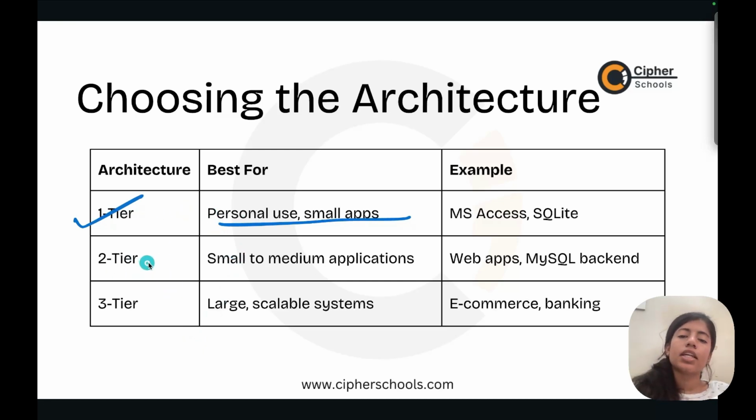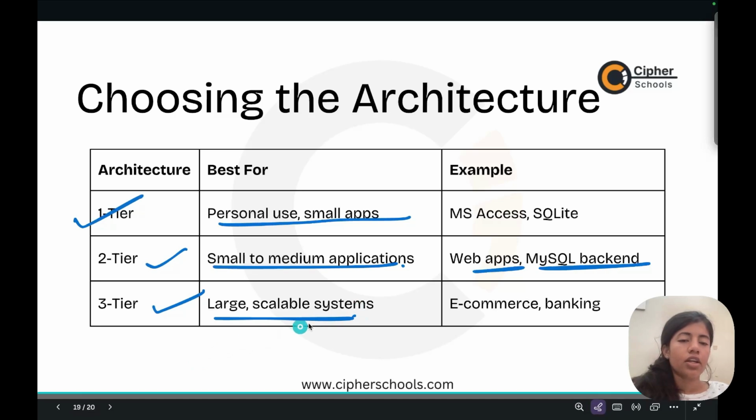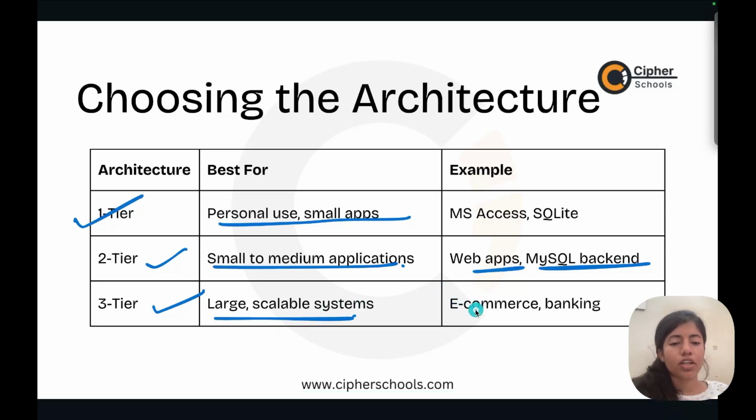Then two-tier architecture is used when you have small to medium applications, like a MySQL backend or web applications, so that they're not too large but affect a significant amount of people. Three-tier architectures are widely used where large and scalable systems are needed. As we discussed, Facebook, Amazon, everyone uses this kind of architecture. This is used in e-commerce, banking, and all.